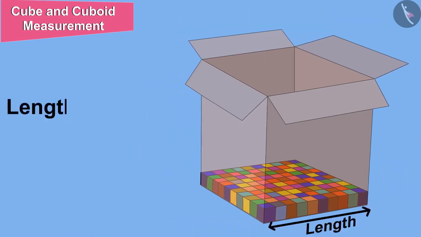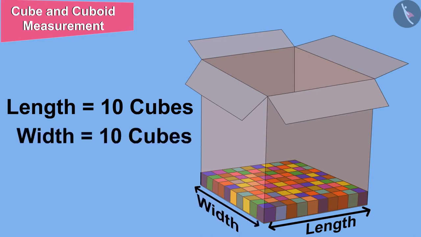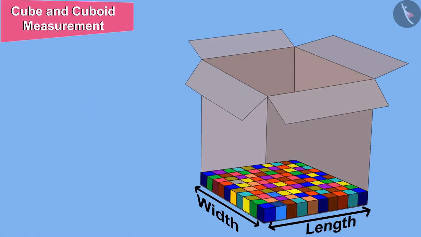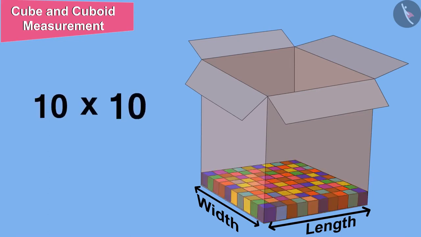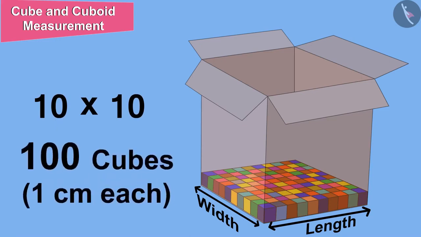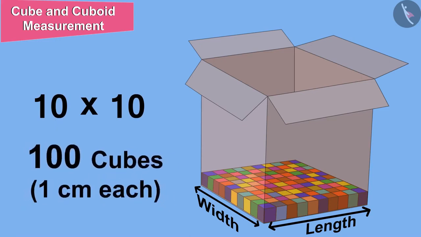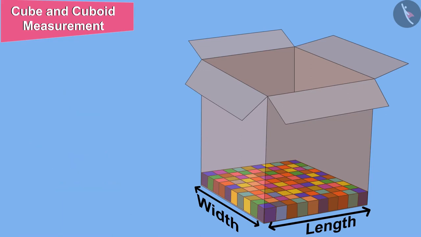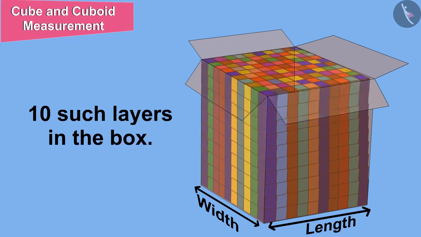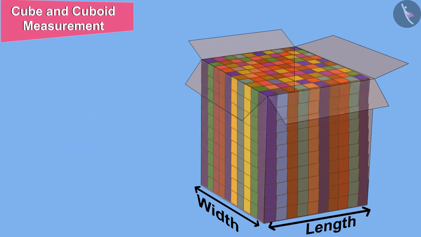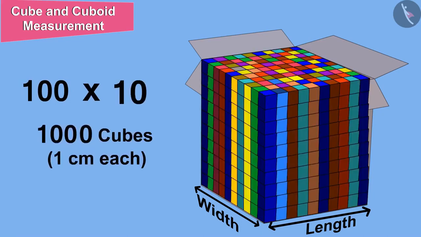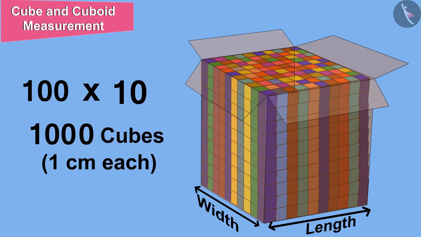10 cubes will come in the length of the box, and also 10 cubes in its width. It means one layer will have 10 times 10 or 100 cubes of dimension 1 centimeter each. And there will be 10 such layers in the box. It means this cube-shaped box will contain 100 times 10 or 1000 cubes of 1 centimeter dimension.